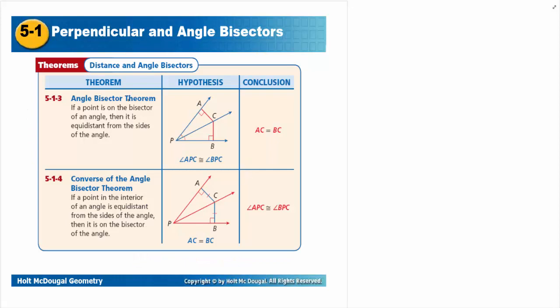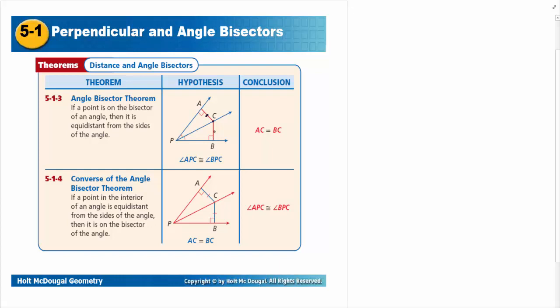Now, we have two sets of theorems in 5.1. So we talked about perpendicular bisectors. They also have theorems here for angle bisectors. So here's the things you need to know about angle bisectors. If you have an angle bisector, in this case the angle bisector is PC, and I'll read it from here too. If a point is on the bisector of an angle, so we can call that point C here, then it is equidistant from the sides of the angle. So that means if I drew two line segments to the sides of my angle, those segments should be equidistant.